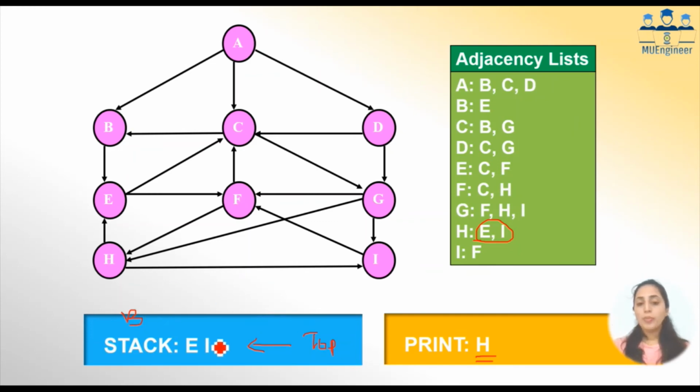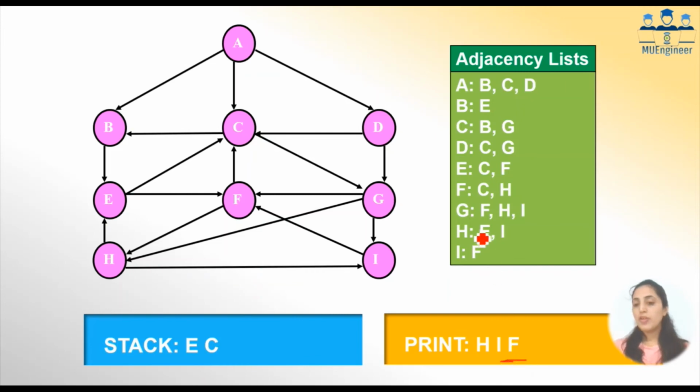So now who is the topmost element? I. So I have to remove I. When I remove I, it will be printed over here. And I will push the neighbors of I. What are the neighbors of I? F. So F is pushed to the stack. Now who is going to pop out first? F. So F will be printed here.